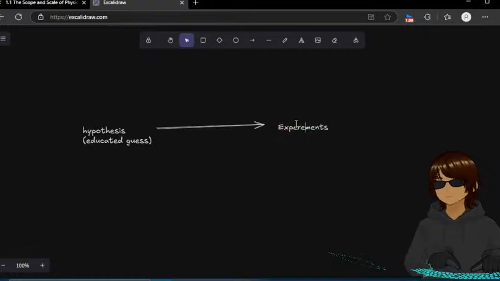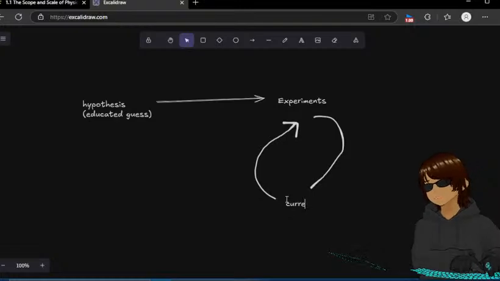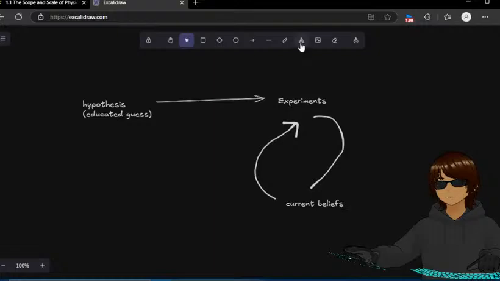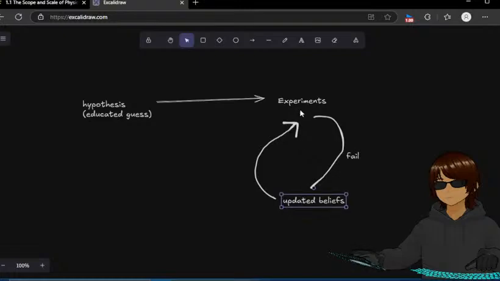Experiments. And then, if the experiment is wrong, update your beliefs. We have our current beliefs about the thing. So, experiment. We do experiment, and anytime the experiment fails, we update our beliefs on that thing. And then we do an experiment. Anytime it fails, we update our beliefs. Experiment updates our beliefs. After this happens many times, we end up with a theory.